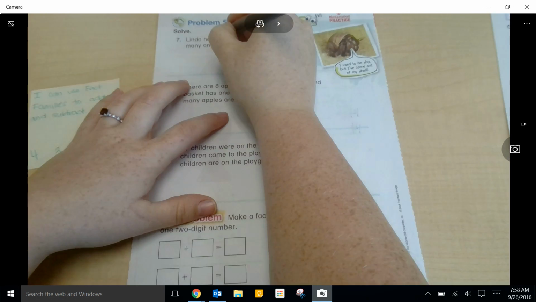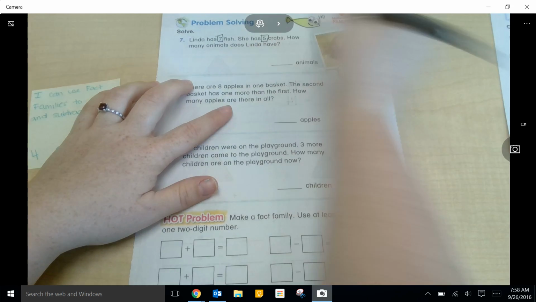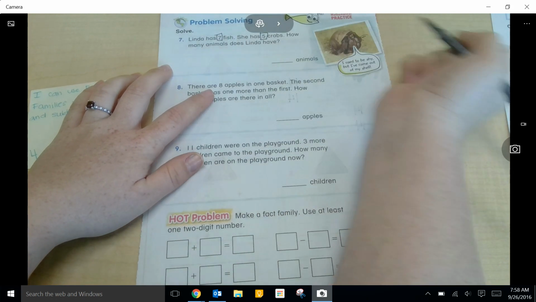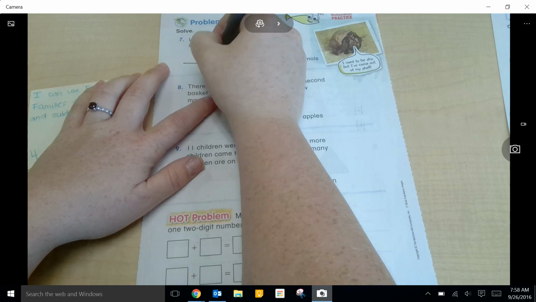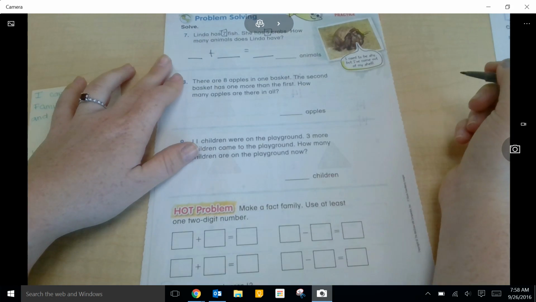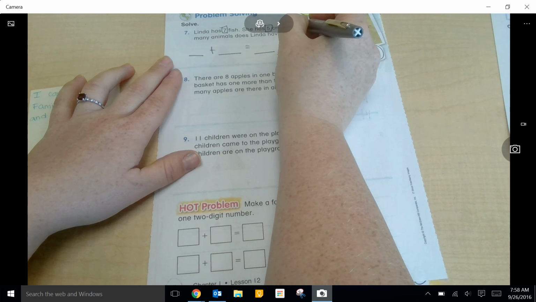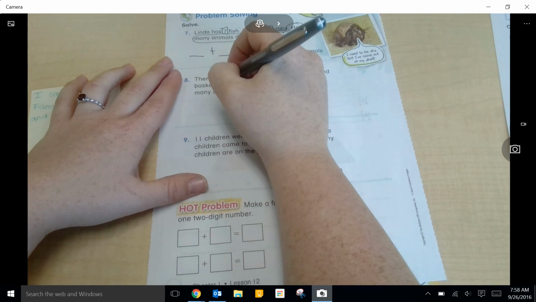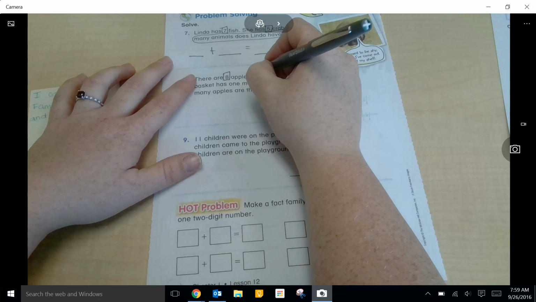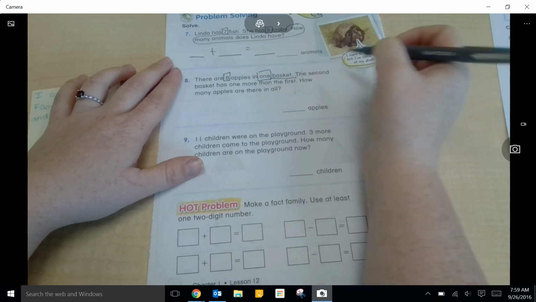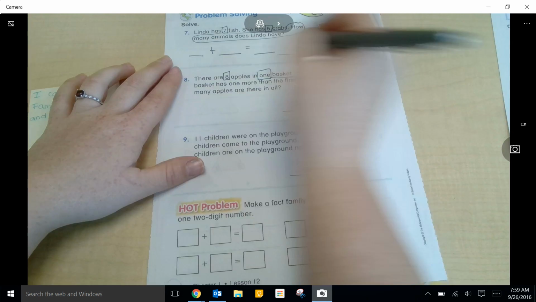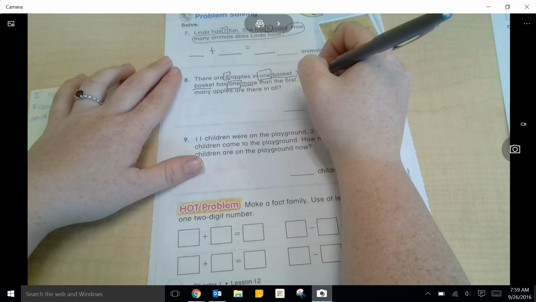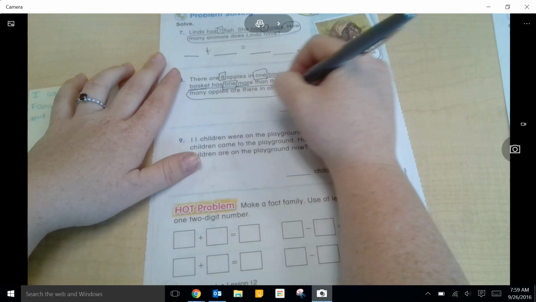Linda has 7 fish. She has 5 crabs. How many animals does Linda have? So we can do an addition number sentence to show our thinking on this problem. Make sure you circle your question. There are 8 apples in 1 basket. The second basket has 1 more than the first basket. How many apples are there in all?